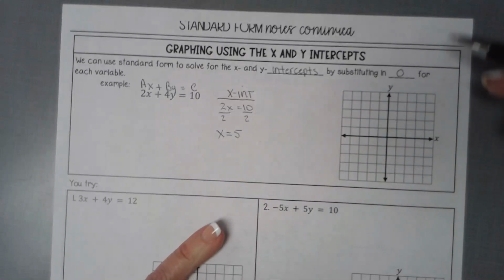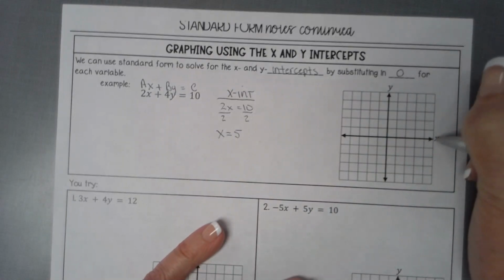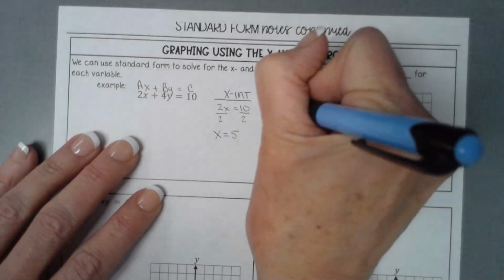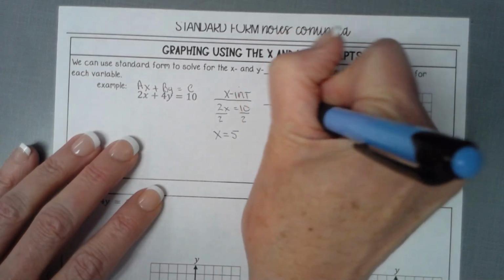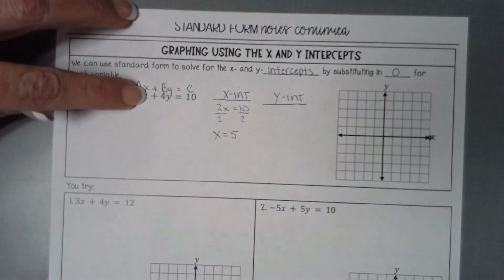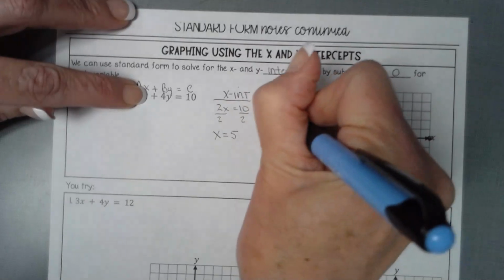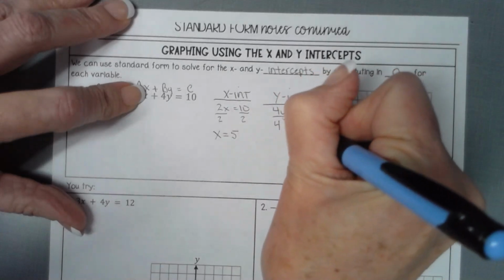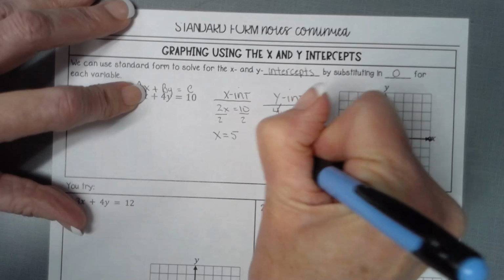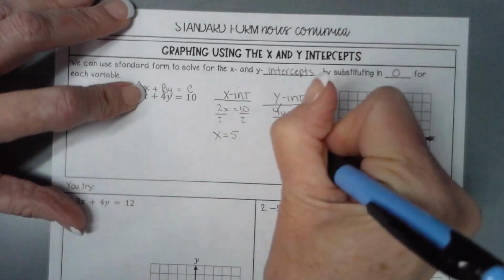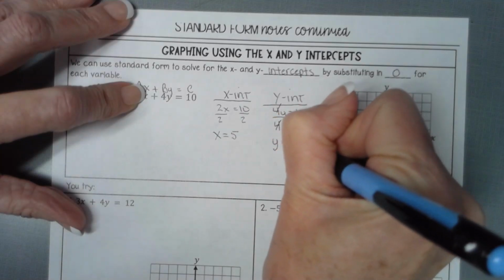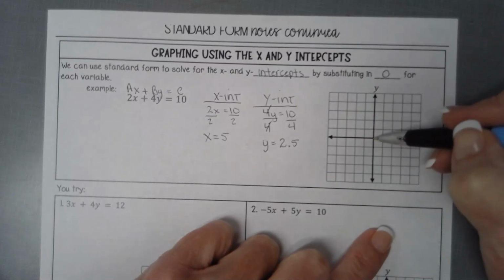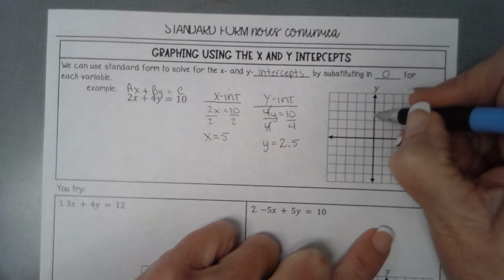So I'm going to come over here on the x-axis, 1, 2, 3, 4, 5. For my y-intercept, I'm going to cover up my x, and I'm left with a positive 4y equals 10. I'm going to divide both sides by 4. It's not going to come out pretty. If I divide this in the calculator, I'm going to get 2.5. That's okay, we can do this. The y-intercept goes on the y-axis, 1, 2, and a half.